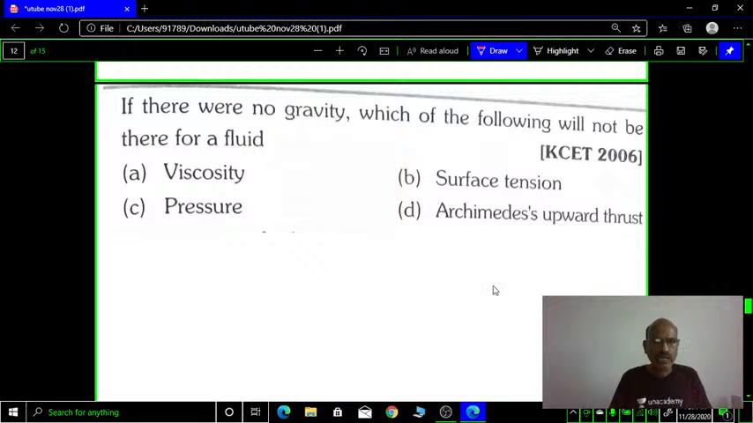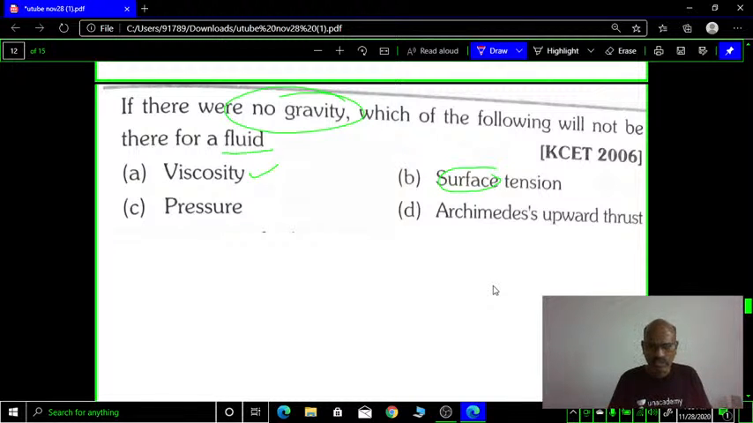If there were no gravity, which of the following will not be there for a fluid? See, viscosity, that friction will be there. If there is no gravity, which of the following will not be there for a fluid, right? So, viscosity definitely will be there. There is a friction, right? And then surface tension also will be.